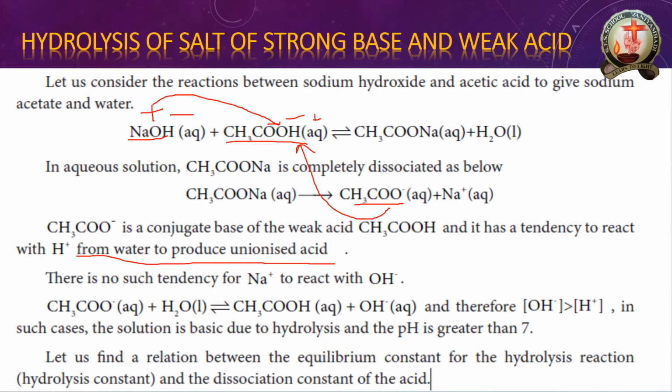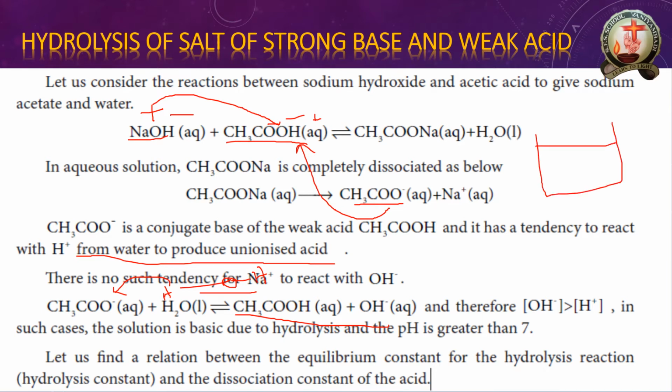There is no tendency for Na+ to react with OH-. Once they form constituent ions, they are not able to attack the OH; they are freely moving ions. So only I said unionized acid. Then again the CH3COO- in aqueous medium, in water, what happens? This H attacks here, and we get OH. This OH is from the chamber. You can understand we have a chamber.